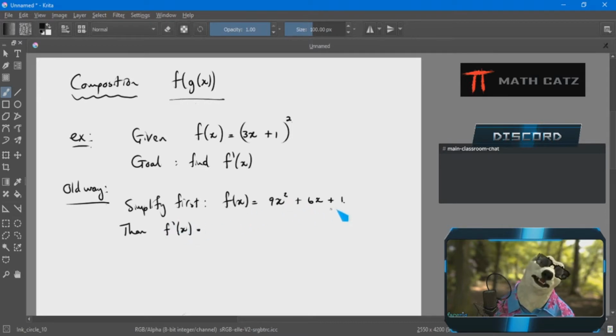That is a sum property. We have a constant times a function property. Then we can do the power rule. We have a constant property at the end there. A whole bunch of properties, but we are more comfortable with them because we've seen them. We've gotten used to them. We've practiced them. They are feeling a little bit better. So we'll have 18x plus 6.